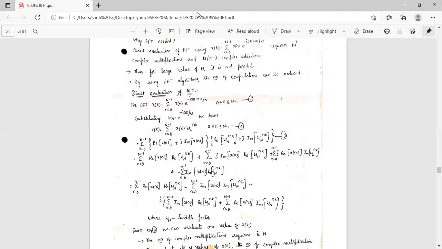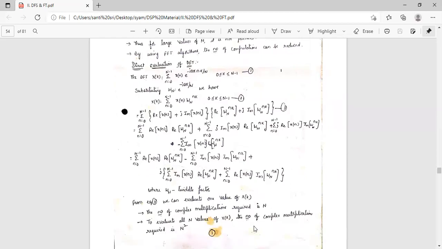Now we will divide this into real and imaginary parts, so that it becomes real part of x(n) plus j into imaginary part of x(n). Similarly, real part of W_N power nk plus j into imaginary part of W_N power nk. Multiply these two so that we get the expression like this, where omega N or W_N is called the twiddle factor. Using equation 3, we can evaluate one value of X(k).